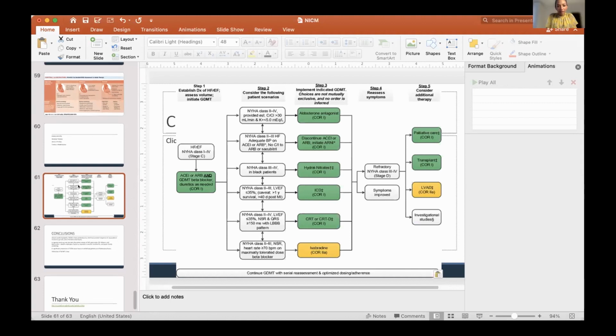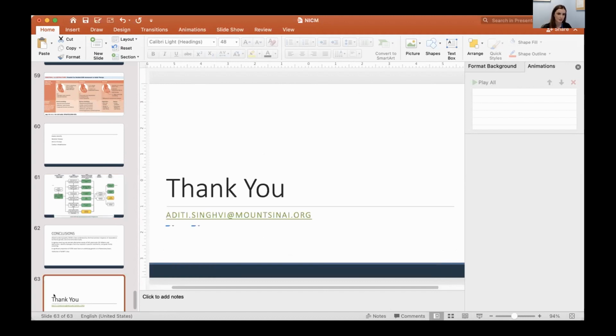slide anyway, because the management, as you know, is management for heart failure with medical therapy and devices as indicated based on guidelines.